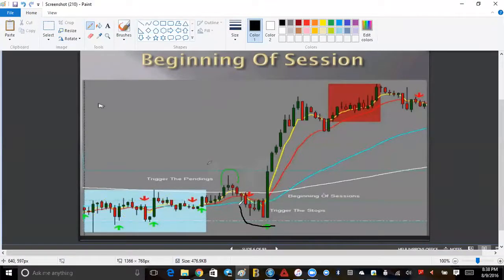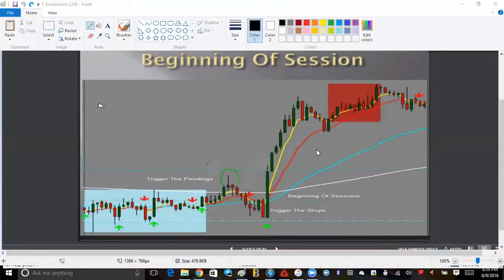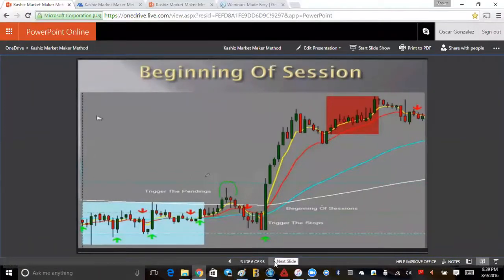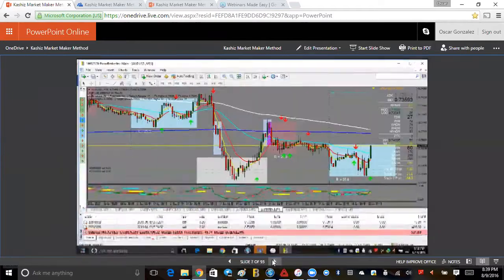So the beginning of the session. Over here, this is London. You see this false move, red candle? That's the false move to trigger the guys that went short. And these guys, man, they got stopped out massively. Okay, cool. All right, so that's the beginning of the session. Every beginning of the session, there's always a false move, mostly always, okay? So I want you to know that.